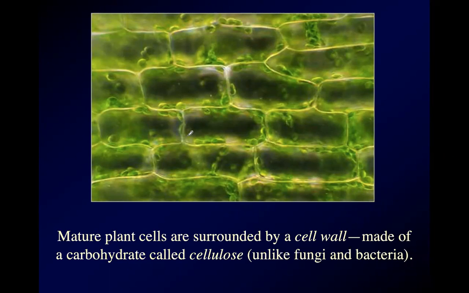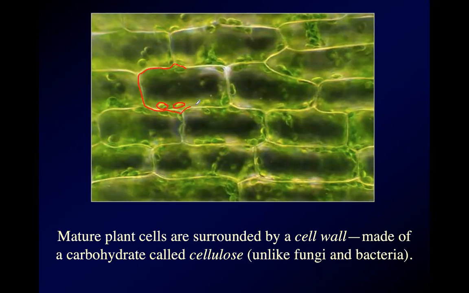Each one of these things that looks like boxes is a cell. Each one of these green spots is an organelle that is where photosynthesis actually happens. It's an organelle called a chloroplast, and you'll see them. There is a nucleus in here, although without staining, it's hard to pick out, but I promise you it's there. And surrounding the whole thing is not just a cell membrane, but a cell wall.